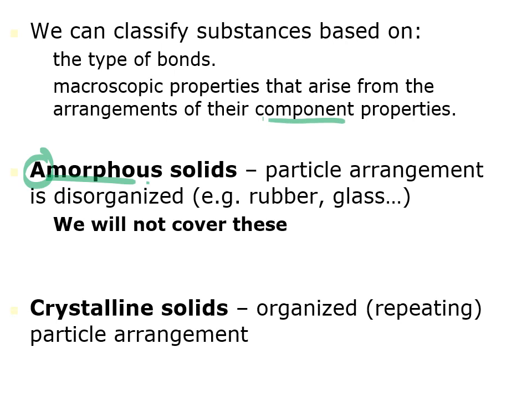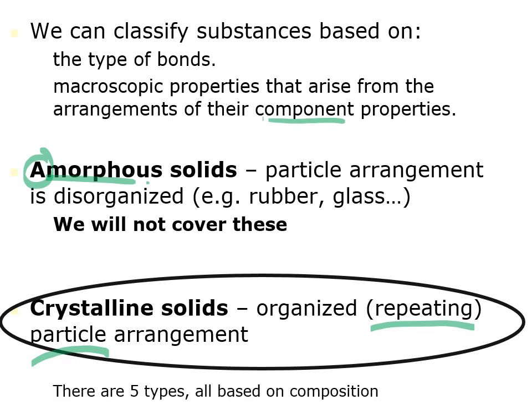These are the more simple ones. They have a repeating pattern of whatever it is that they're made up of. So we're going to look at the different particles that you can use to make these solids, how those particles interact with each other, and how that dictates the properties of the particular solid we're talking about. We're going to look at five of them.